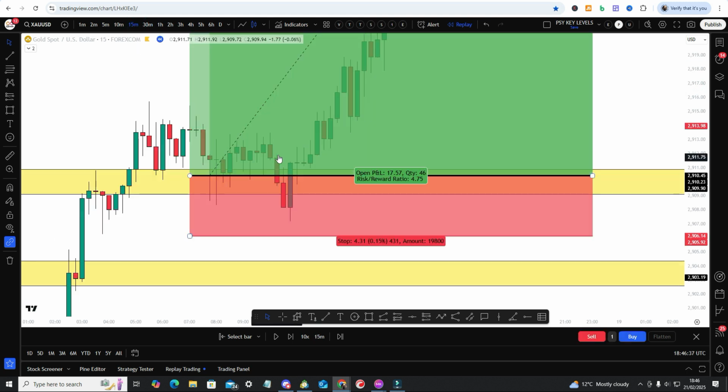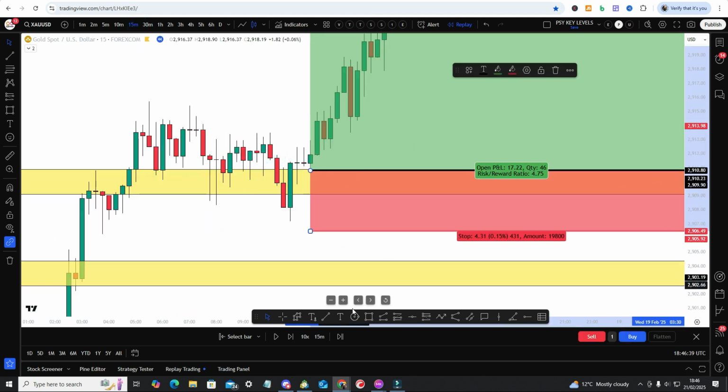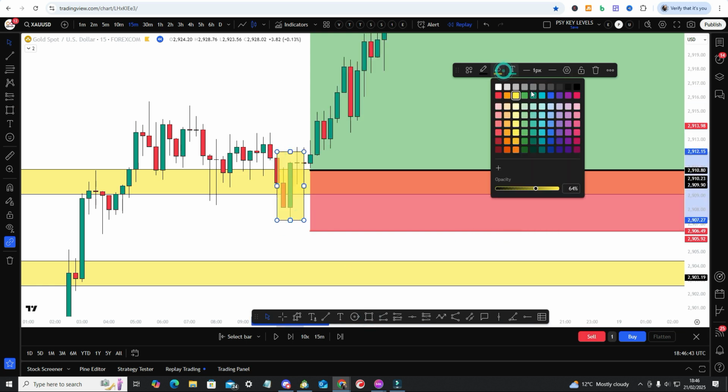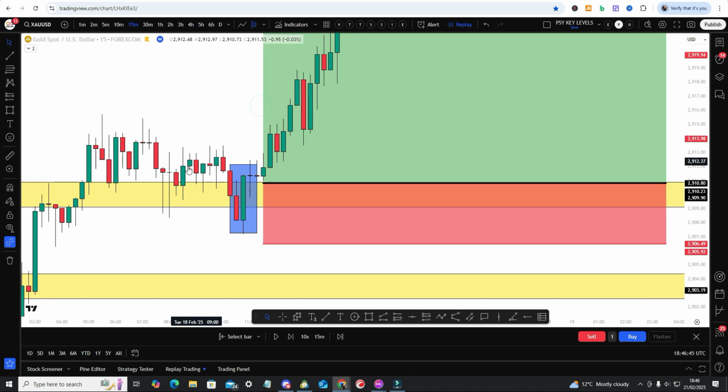So now what do I look for? You can look for an engulfing pattern, which is exactly what we have over here, right? We've got a bullish engulfing. That's good enough reason for me to take the trade. You've got this bullish engulfing. Now this is a bit too early for my liking.